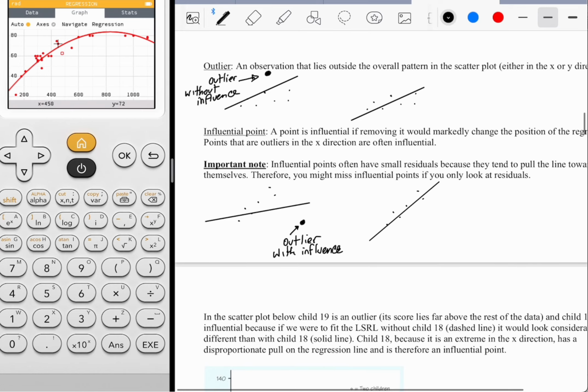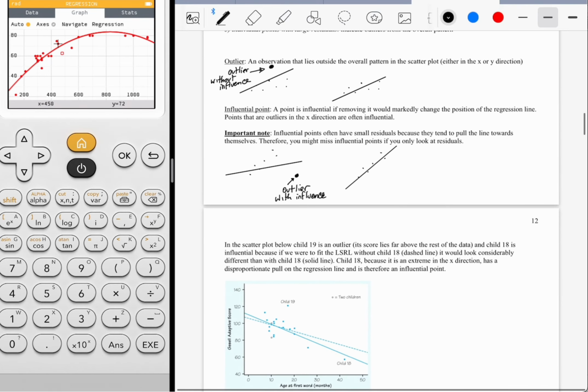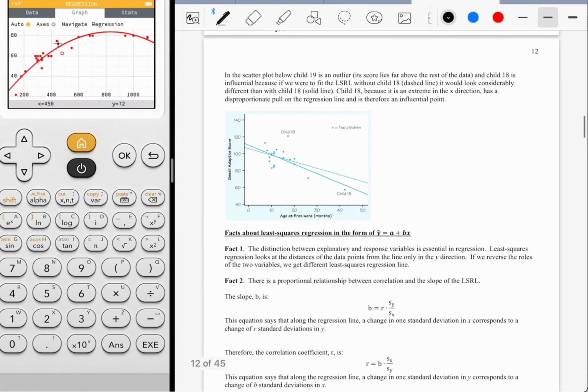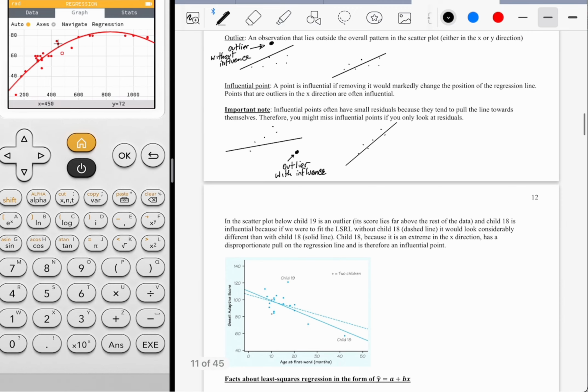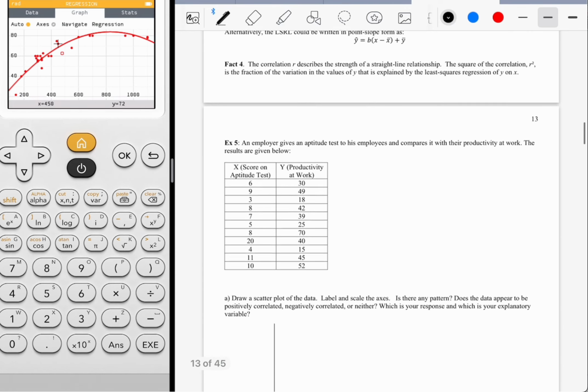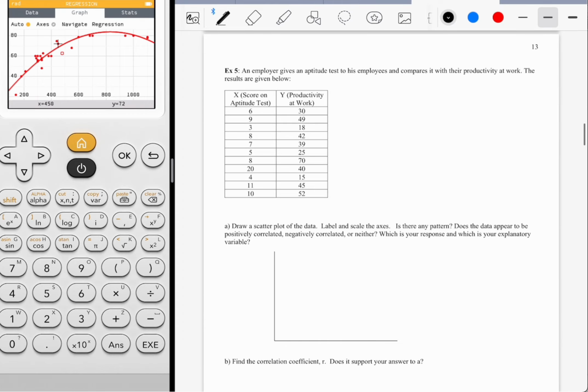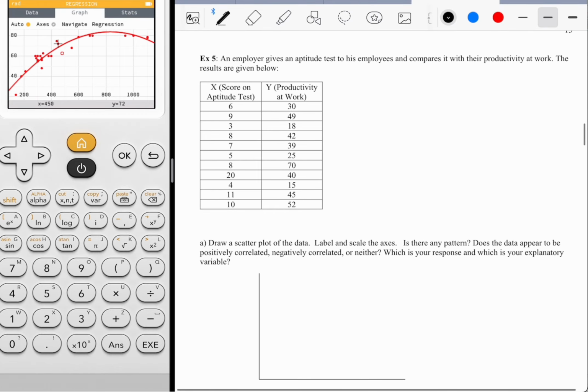So I gave an example on the next page. You got all the facts and everything, just the same visual, but I think the separate diagrams kind of make it feel a little bit better. But the one after that, page 13, pop some data in the calculator. I'm going to show you how to evaluate instances in which there is an outlier or an influential point.